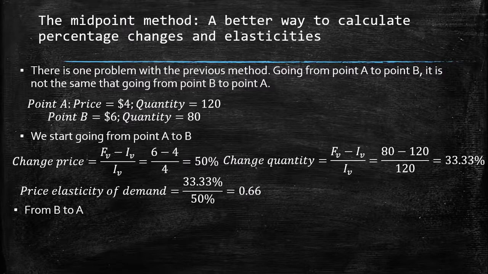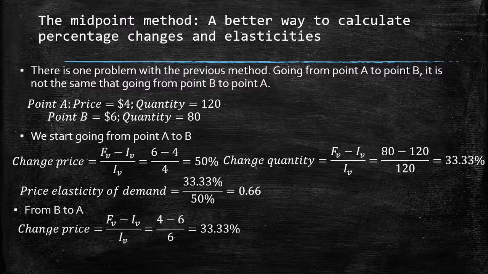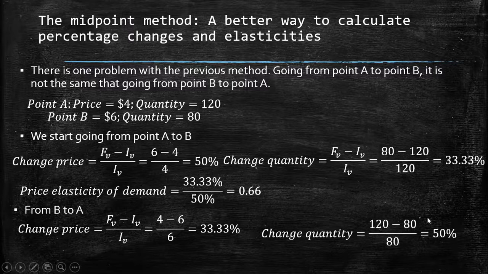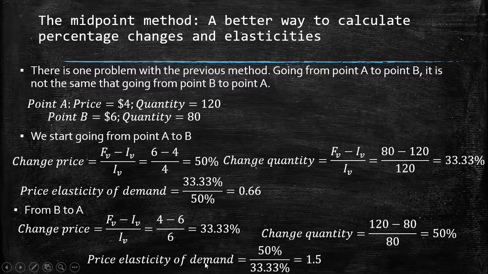Now we are going to see from B to A. So the change in the price is the same, but now we are going from B to A, so the final value is 4. So 4 minus 6 over 6 is this value. Now the change in quantity, the final value is 120. This is the initial value, and this is 50%. So the price elasticity of demand is 50% over 33%. So it gives us 1.5. Remember, when it's larger than 1, this is elastic. Okay, so this causes confusion.